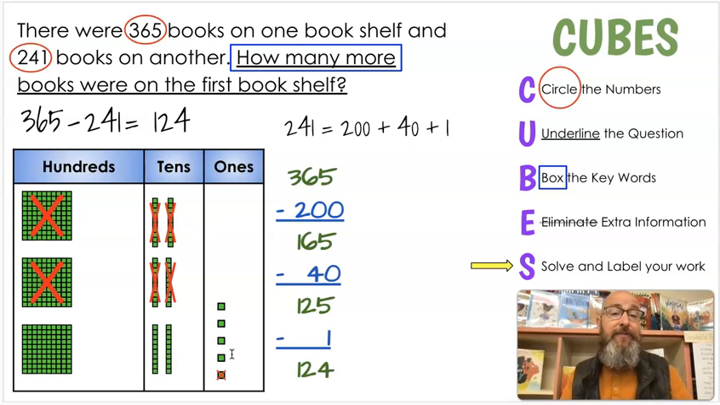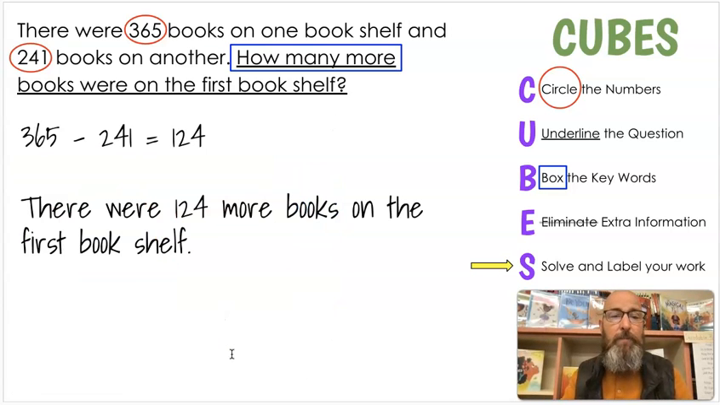So 365 minus 241, 124. And if we're going to label it, let's go ahead and do our sentence. We're going to use our question to write our sentence. There were 124 more books on the first bookshelf.